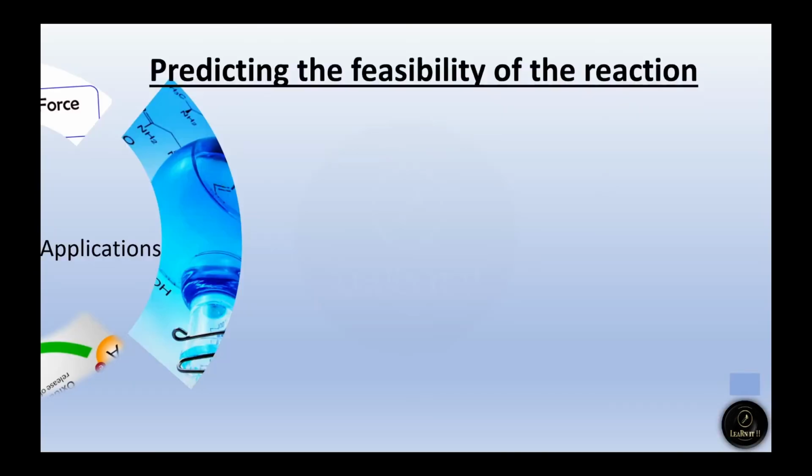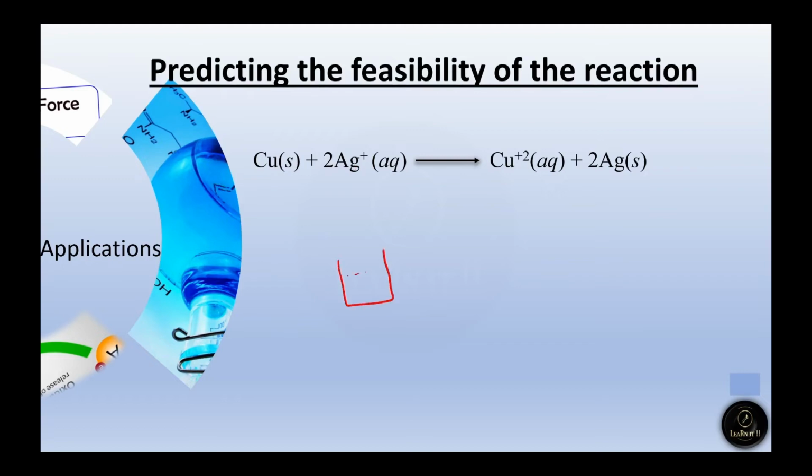Second application of electrochemical series is predicting the feasibility of a reaction. So here we have copper solid which is in contact with aqueous Ag+ ions. It means we have Ag+ solution, in that a copper rod is inserted.